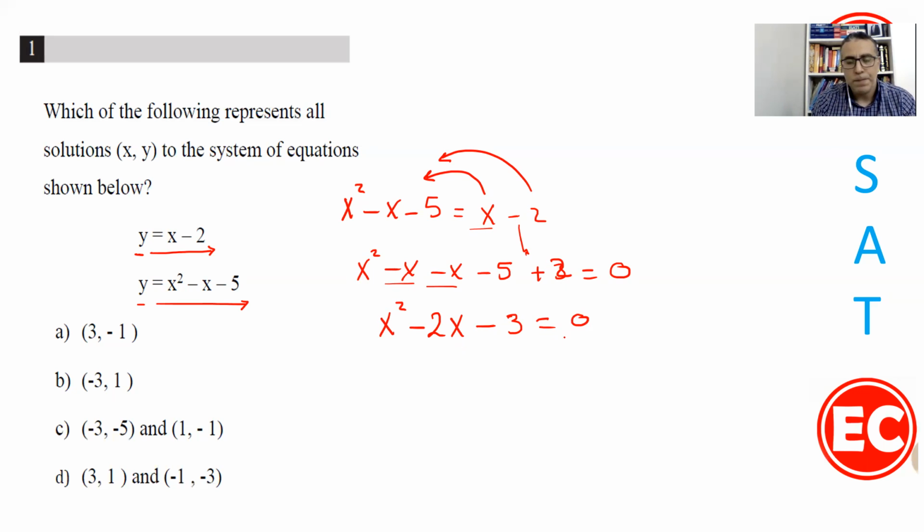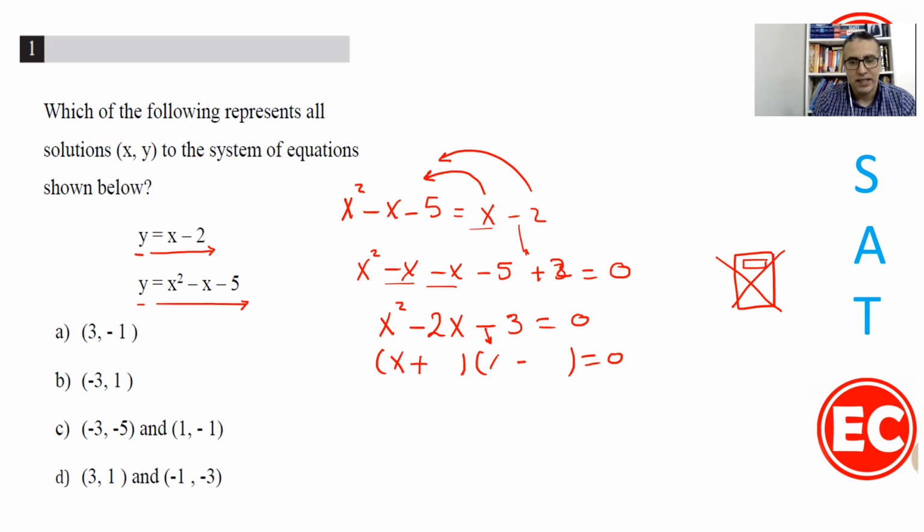Now, usually, if this is section 3 without using a calculator, you are not allowed to use a calculator. All you have to do is factorize, and it's going to be a simple factorization. The last sign here is negative, so one is positive and the other one is negative.